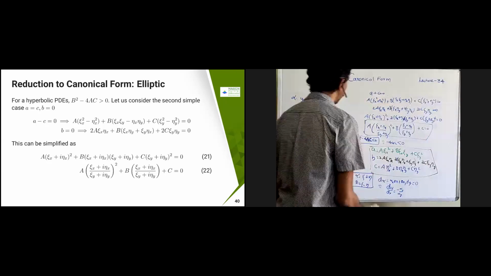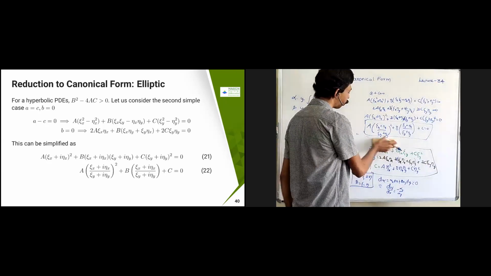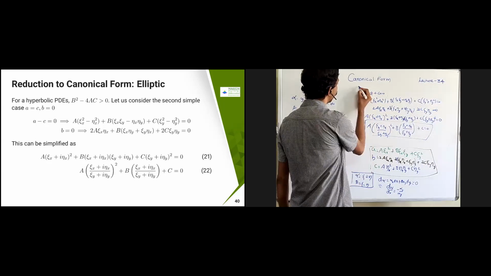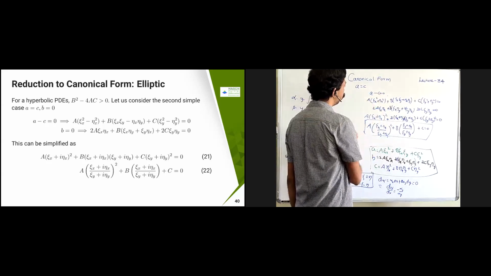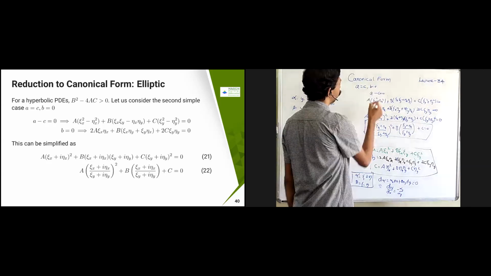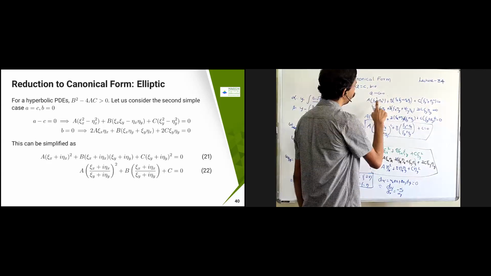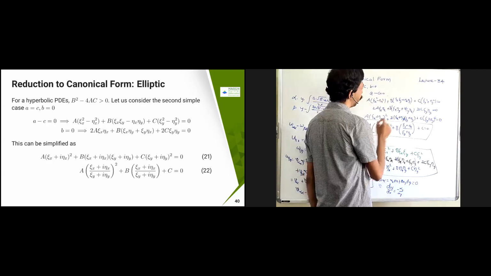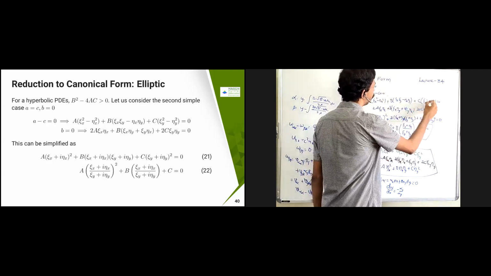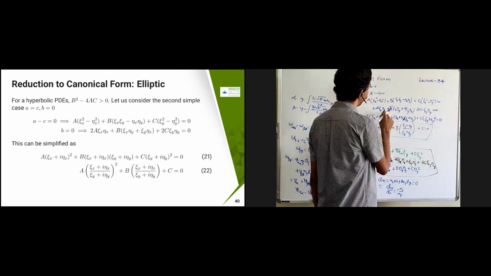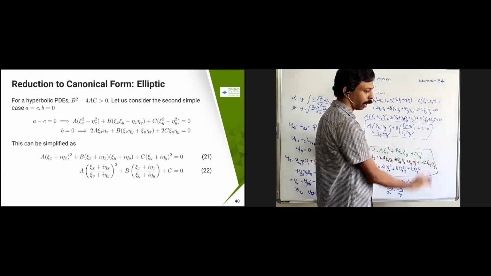In this case, a equal to c. Therefore, I can write this as a minus c equal to 0, and I have b equal to 0. So therefore, this is going to become chi x square minus eta x square, chi x chi y minus eta x eta y, chi y square minus eta y square, and then I have 2a eta x chi x etc. is going to be there.